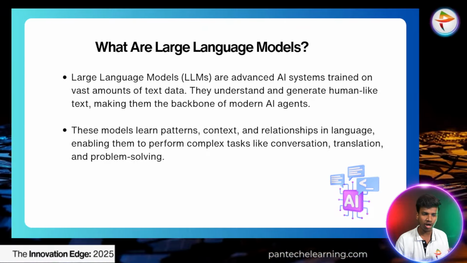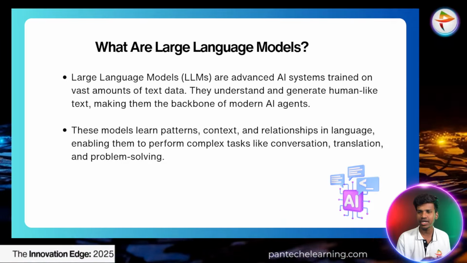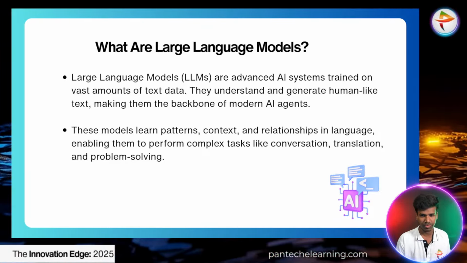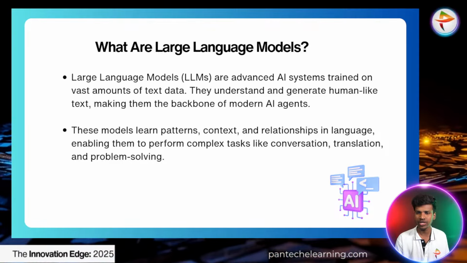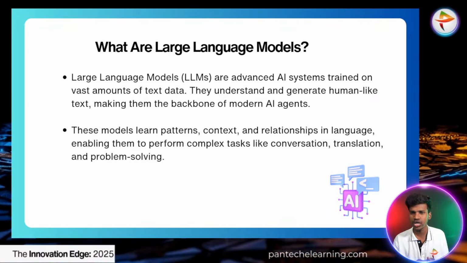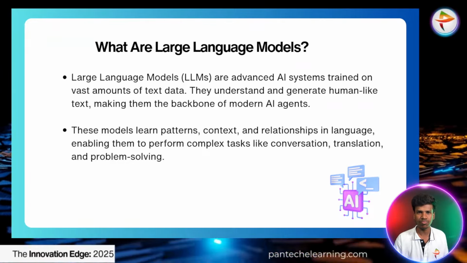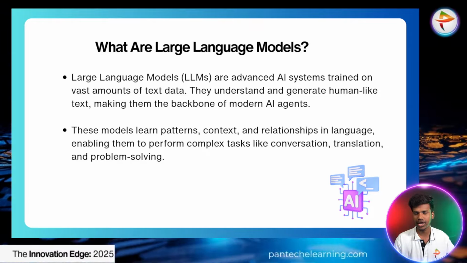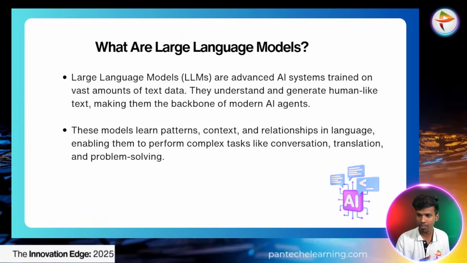Large language models are advanced AI systems trained on vast amounts of text data. They understand and generate human-like text, making them the backbone of modern AI agents. These models learn the patterns, context, and relationships in language, enabling them to perform complex tasks like conversation, translation, and problem solving. The most familiar example is ChatGPT, because it uses previous years' data to train the model.